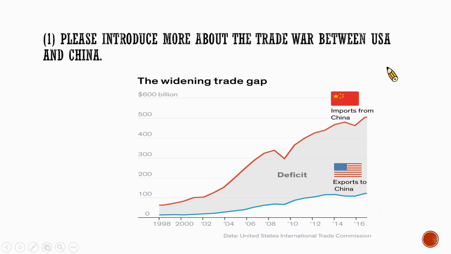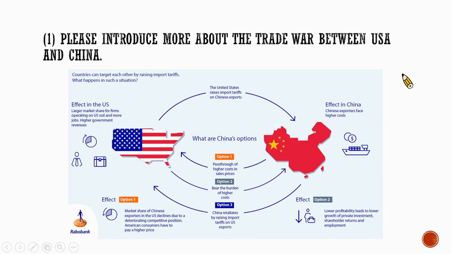Let me introduce more about the trade war between USA and China. The trade war between USA and China is an ongoing economic conflict between the world's two largest national economies and the world's two superpowers, China and the United States. In the picture, we can see that USA has an increasing deficit to China. Therefore, President Trump in 2018 began setting tariffs and other trade barriers on China with the goal of forcing it to make changes to what the US says are unfair trade practices. And there are some effects in both countries. We will talk more about it later.